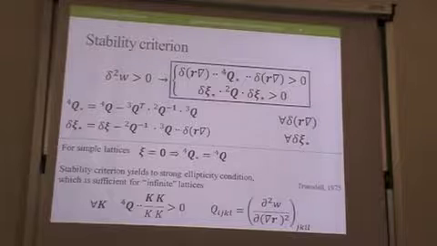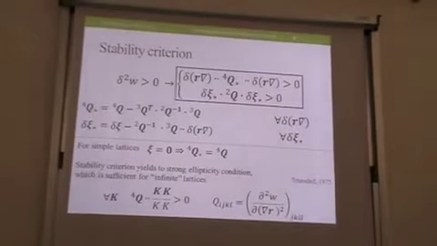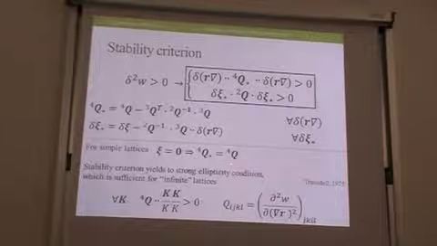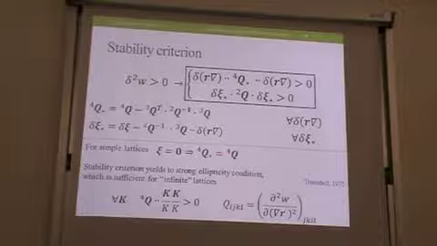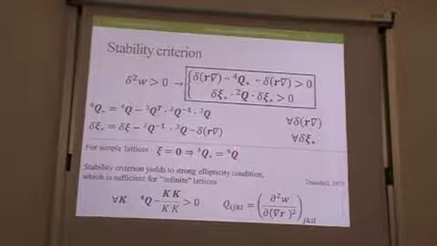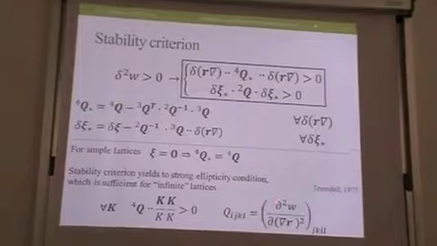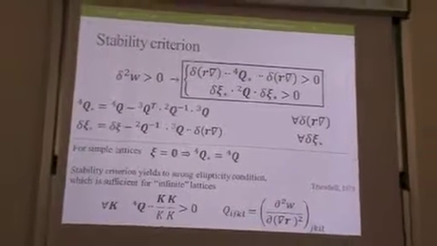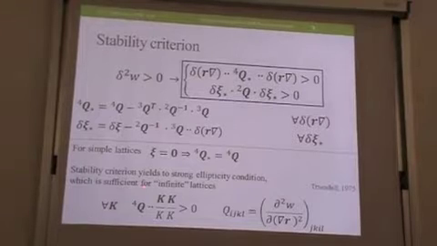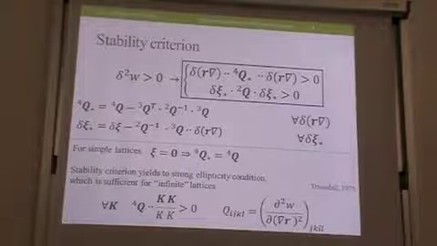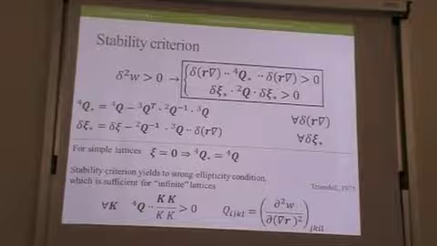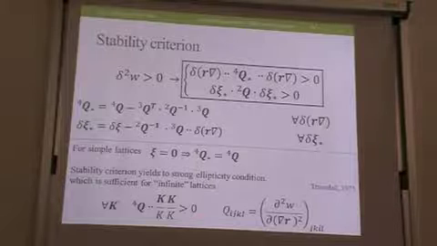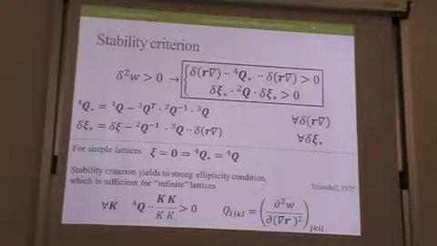If we had a simple lattice, the sublattice shift wouldn't exist. It would be equal to 0. And thus, the tensor Q asterisk will be equal to tensor Q, which in turn is the second derivative of the strain energy. And the stability criterion would yield the strong ellipticity condition, which in our case, for an infinite lattice where we don't account for boundary conditions, is not only a necessary stability condition, but also a sufficient condition.